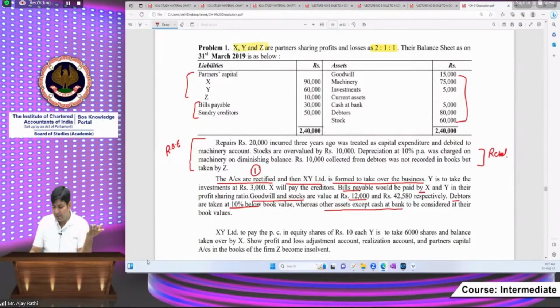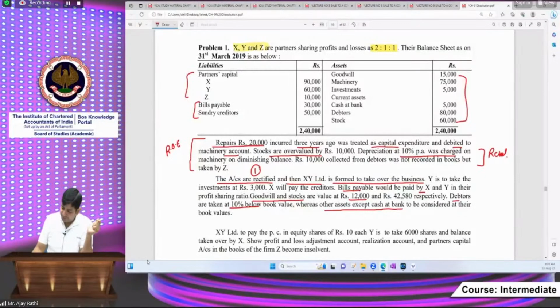Okay, beta. Next one. Here is the rectification. Now read this: repair of 20,000 incurred 3 years ago was treated as capital expenditure and debited to machinery account. It means assets have been increased by mistake in the books. And stocks are overvalued. These are to be corrected. Yes, of course, depreciation was charged at 10%. If in the books we have made some mistake, a 20,000 increase in the assets, it means depreciation was also charged there.